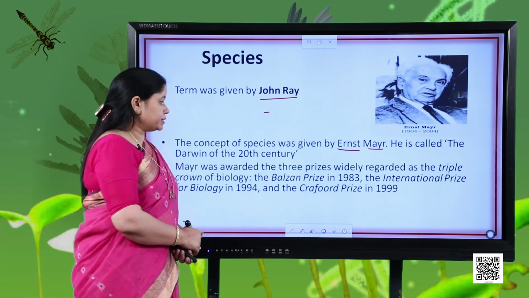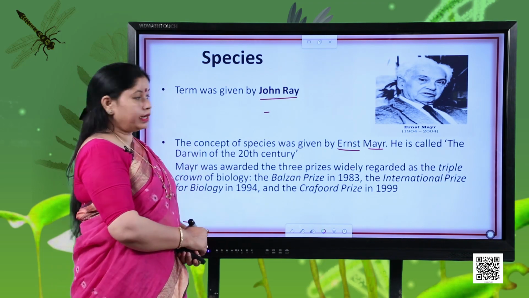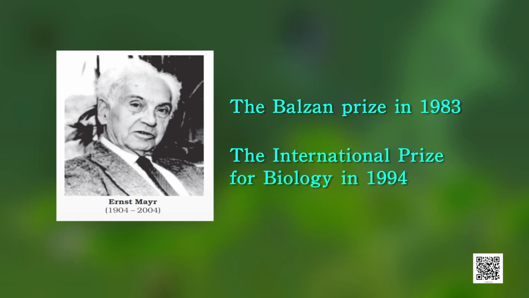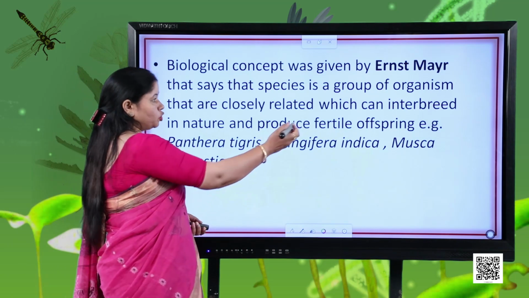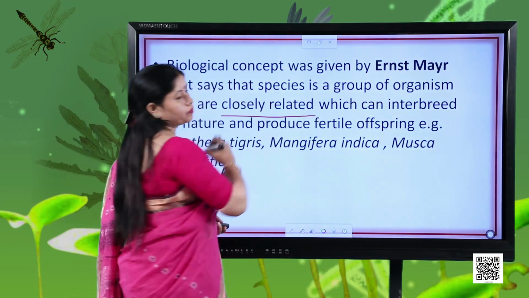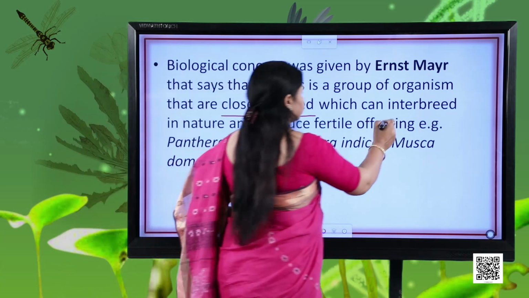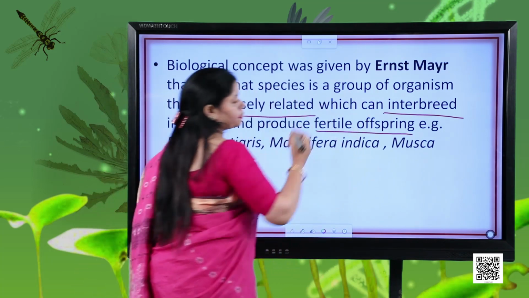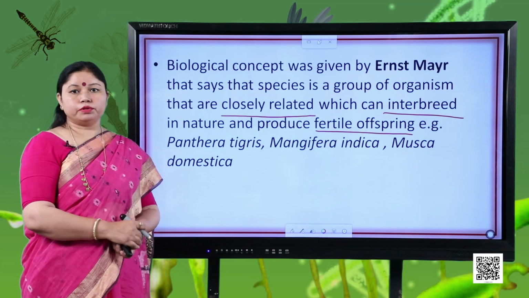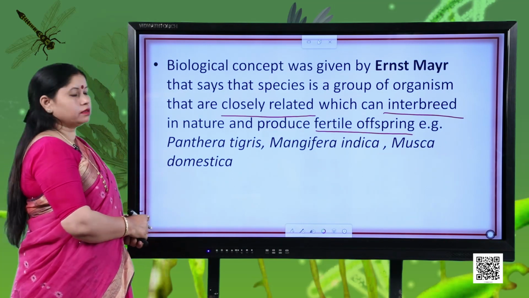Mayr was awarded 3 prizes and they are widely regarded as the triple crown of biology. The Balzan Prize in 1983, the International Prize for Biology in 1994. The biological concept given by Ernst Mayr says that a species is a group of organisms that are closely related. They can interbreed among themselves and they produce fertile offspring. There are enormous types of species. Let us take a few examples: Panthera tigris, Mangifera indica, Musca domestica.